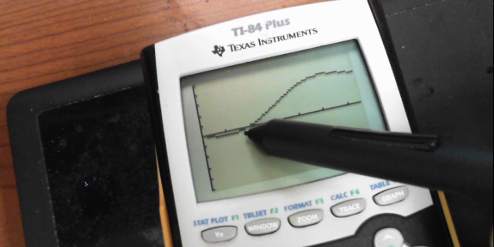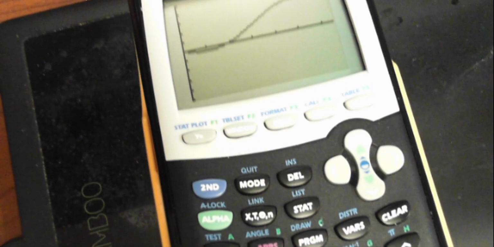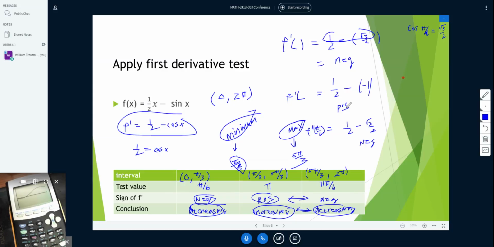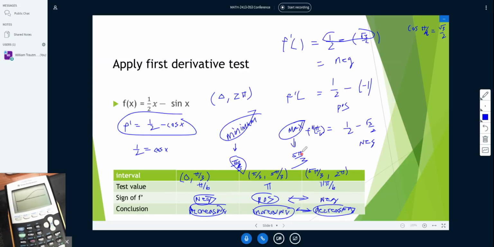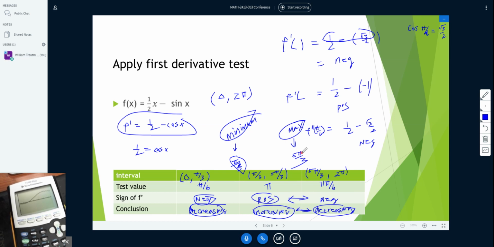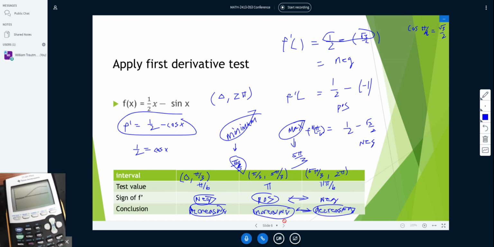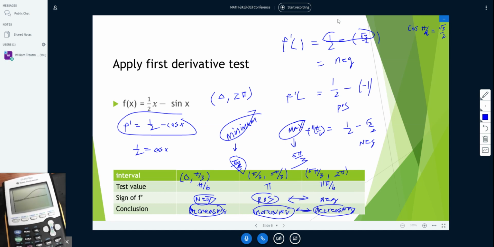Then the next we had, I don't know what we had next. I forget. The other test point was 5 pi over 3. 5 times 3 is 15. 15 divided by 3 is 5. So somewhere around the whole number 5 is the second test point. It goes from increasing to decreasing. So that should be a maximum.